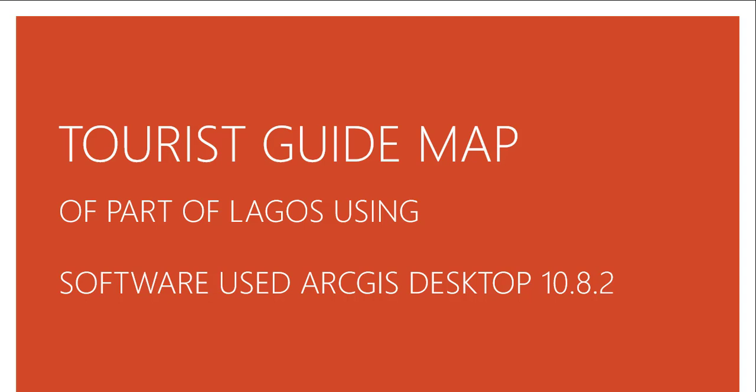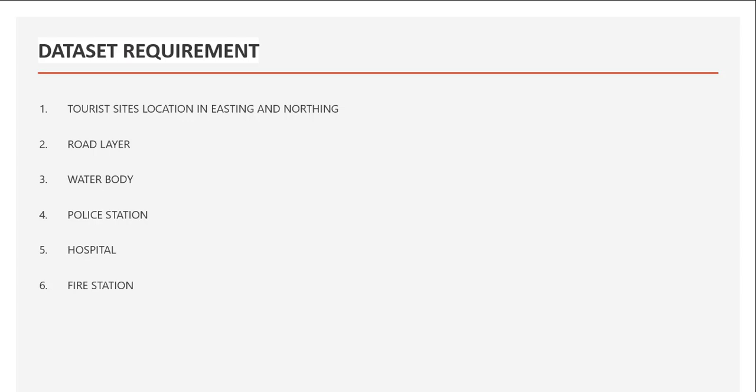So that is why I'm trying to see how much data. In surveying, we have what we refer to as, it's better you have more data than less data. This data may not necessarily be needed, but it is just an add-on to give you an artistically beautiful output. So we're going to look at the data set involved in this tourist guide map. The data set required, number one, you need the tourist site location.